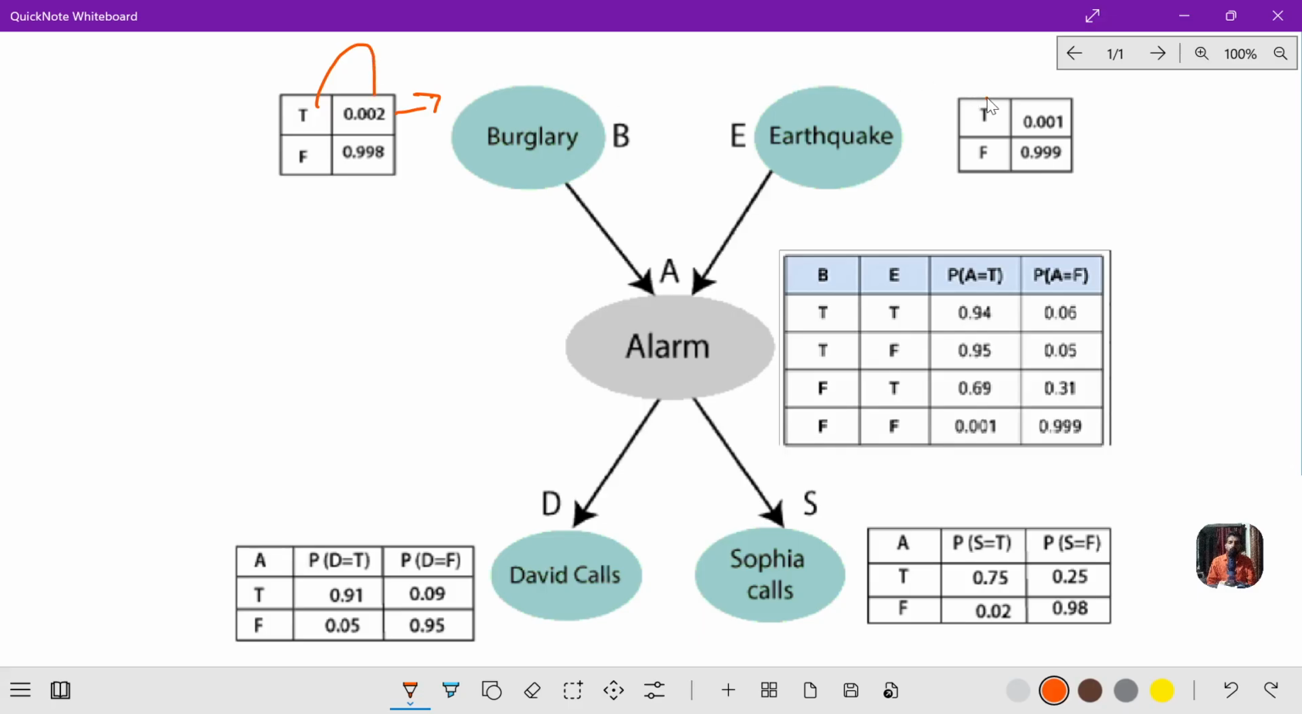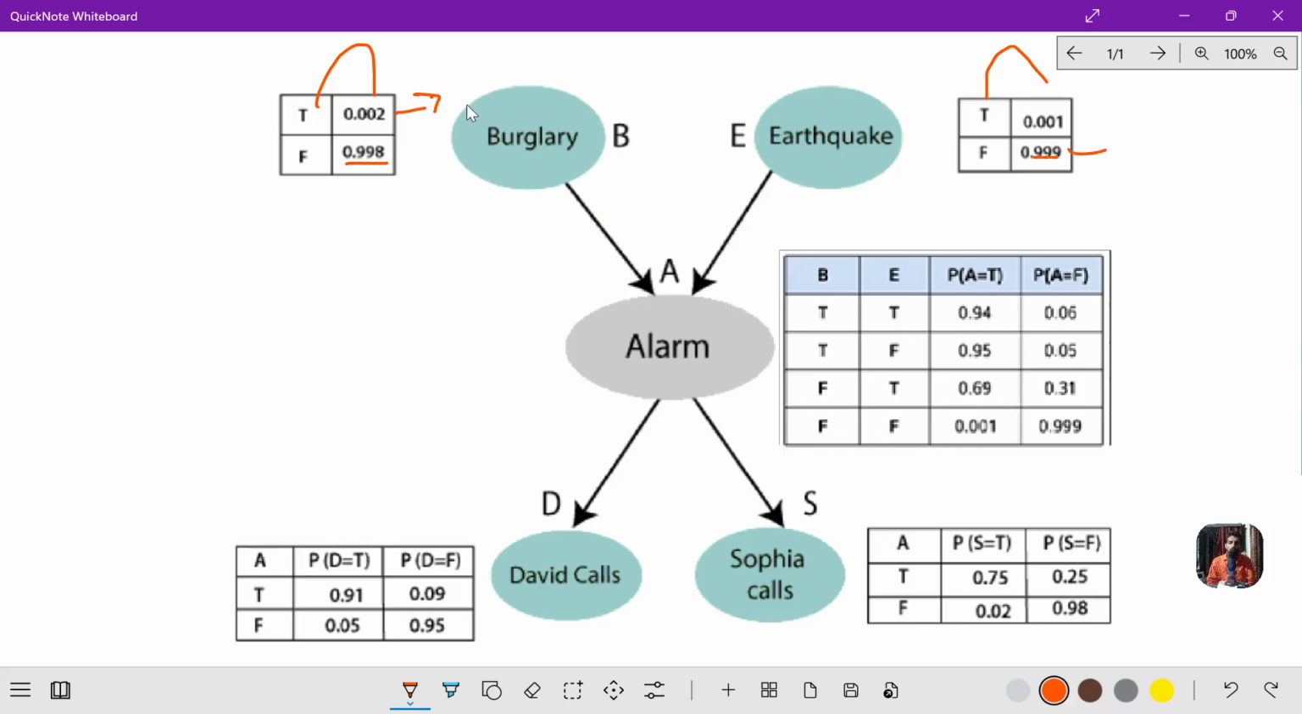The value of earthquake true is 0.001. But you should remember one thing. When you have the true value, the false value is 1 minus true, that is 1 minus 0.002, which is equal to 0.998. If you take 0.3 here, you must subtract 1 minus 0.003. So in this, the true value is 0.001, so we subtract 1 minus 0.001 with this value. Finally we get this value.